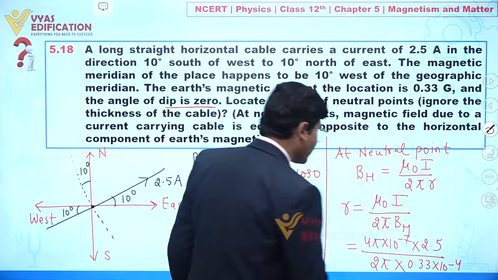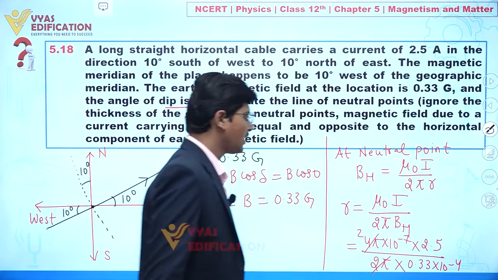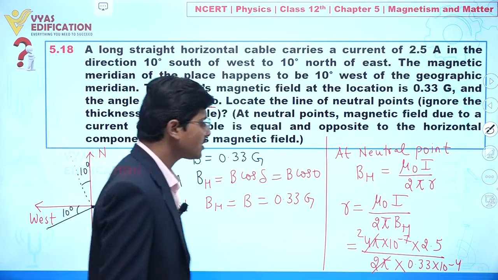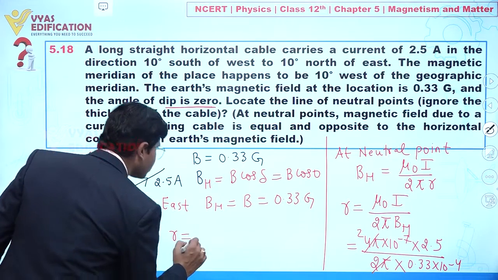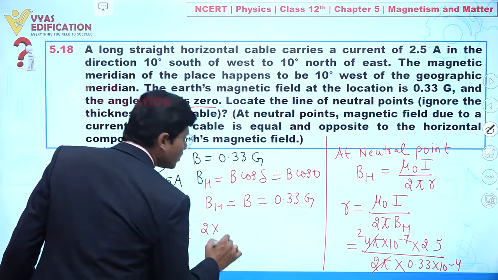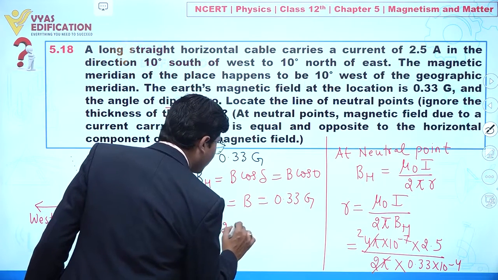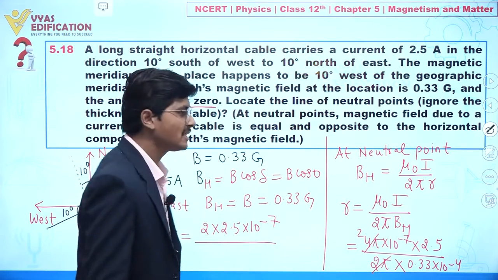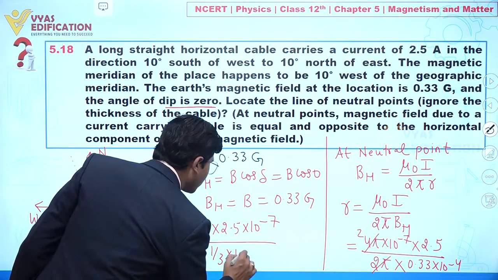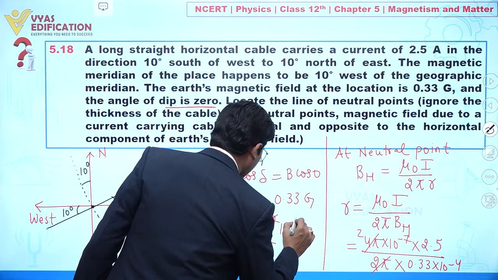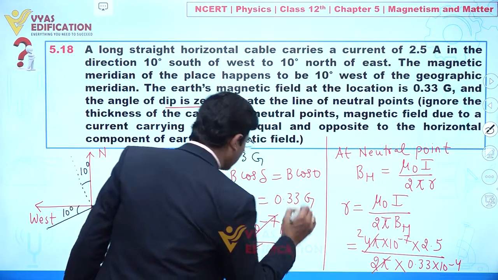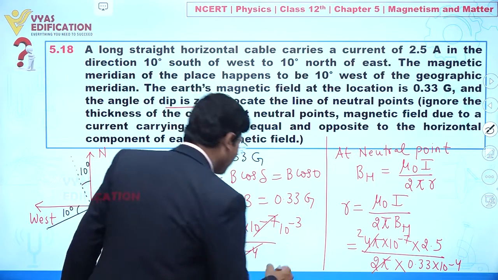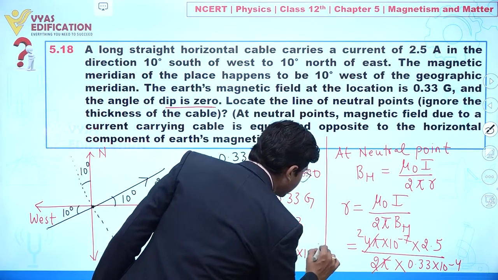Clear? So from here we can write this: this one is 2. Clear? And we can say 2 multiplied by 2.5 is equal to 5, so 5 multiplied by 10 to the power minus 7. Clear? So from here, the value of r is written as 2.5 into 10 to the power minus 7 divided by 0.33. I can write this as equal to 1 by 3 into 10 to the power minus 4. From here you can say this is 10 to the power minus 3, and 5 multiplied by 3 is 15. Clear? So this is equal to 15 into 10 to the power minus 3 meter.